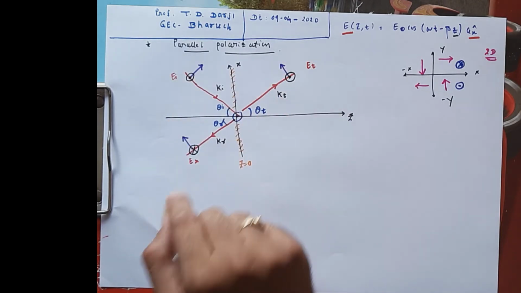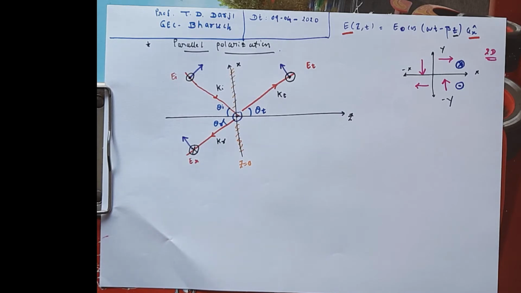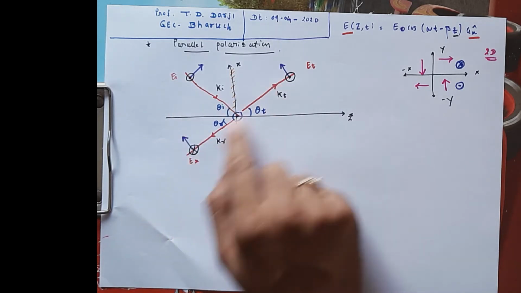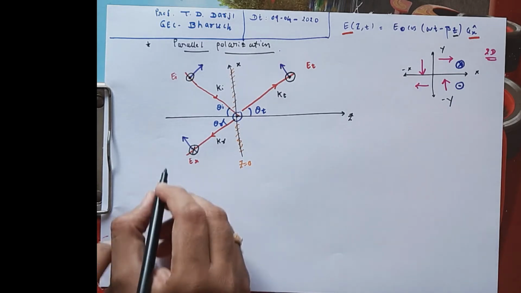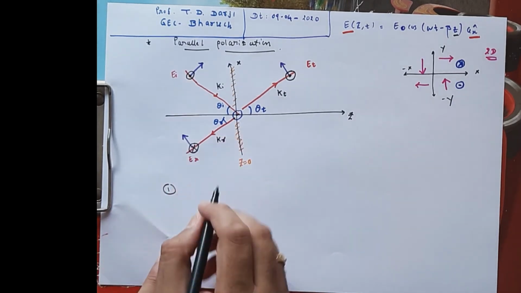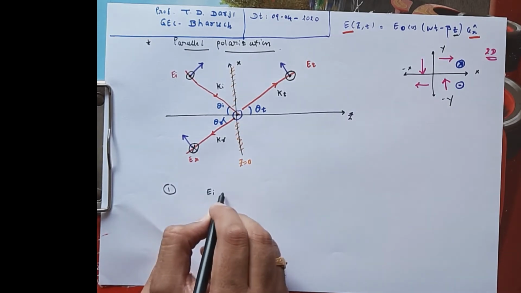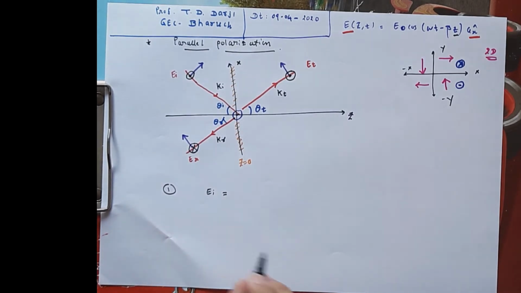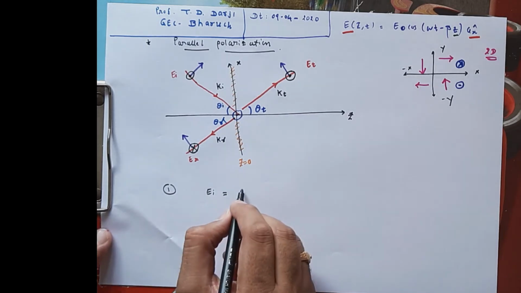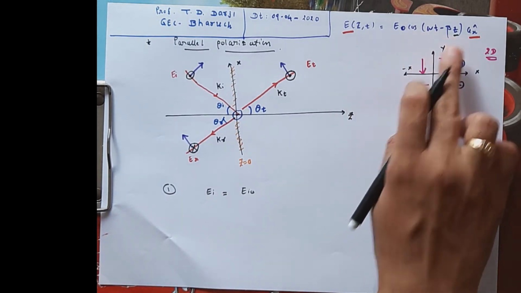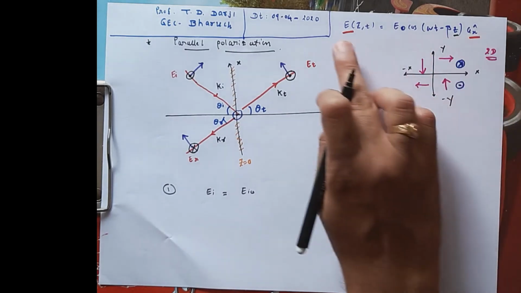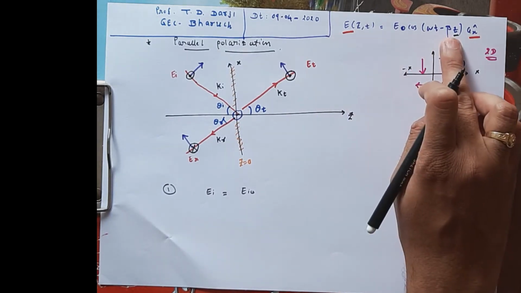Now I have to write the equations for Ei, Et, and Er: the incident wave, transmitted wave, and reflected wave. First of all I write the equation for the incident wave, then the reflected wave, and finally the transmitted wave. So what should the equation be? First, the equation for the incident wave. Ei is equal to, I write it in this way, Ei0 cos(omega t minus beta z). Here ax is the direction of the electric field and z is the propagation direction.